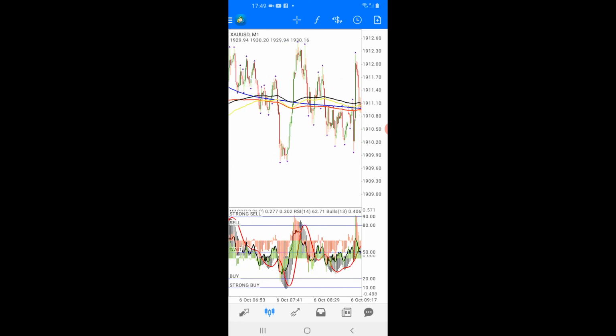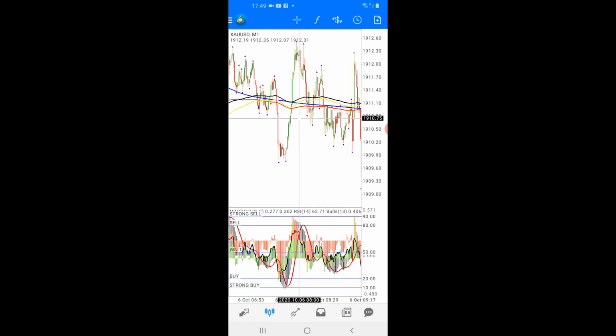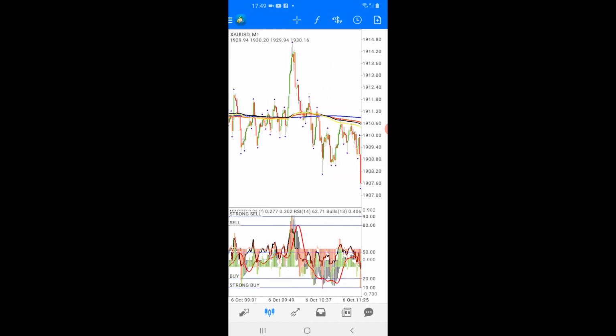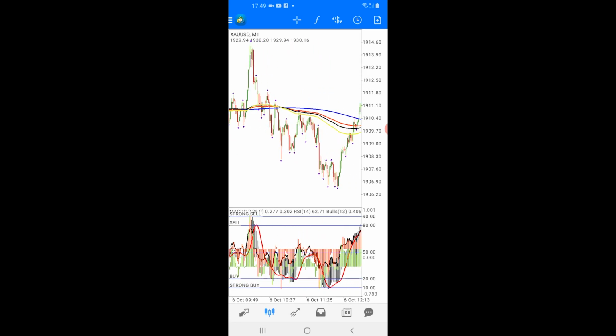But in case the red and blue crossed and the black and yellow did not cross, do not make a buy or sell. You wait until you confirm the direction of the market. As you can see, after all the running around, it pulled back again with the black and yellow lagging between themselves, because at the end of the day, it did not cross above.